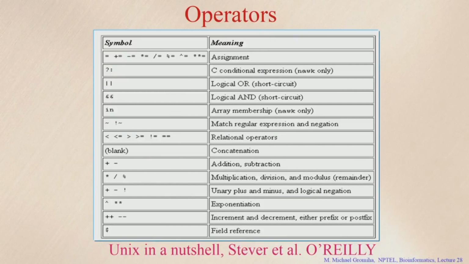Likewise, you can see various other symbols, like the assignment operators plus or equal to, minus or equal to, and so on. We have the logical operators, like OR or AND, and you also have regular expressions, any of which you can use. Relational operators you can use, addition and subtraction, plus or minus, as well as multiplication, division, and so on. So, you have various operators available in awk programming. You can use these operations for manipulating these files.